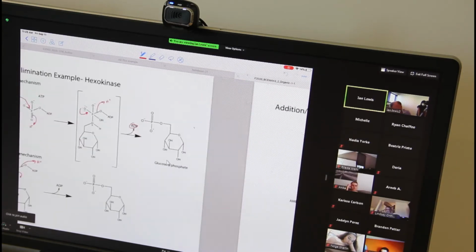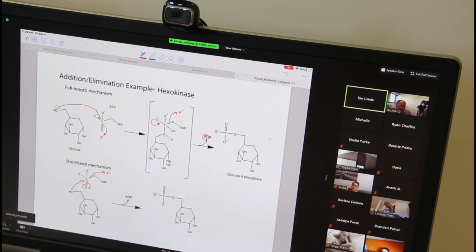Okay, so this is the very first priming step of glycolysis, as you recall. What's this molecule here, chat?